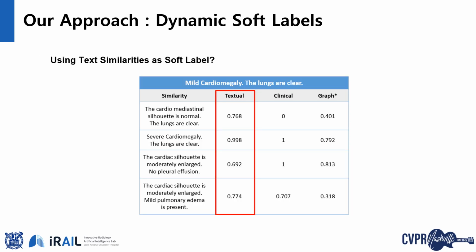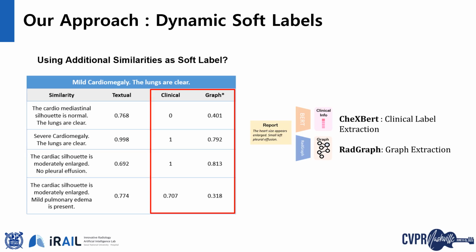But using only text similarity has drawbacks. For example, it can rank clinically different reports as more similar than those that actually share the same findings. So text similarity alone doesn't always capture true clinical meaning. To address this, we add clinical labels from CheXpert and graph relationships from RadGraph. Combining these with text similarity, our sub-labels reflect true clinical relationships and improve model learning.